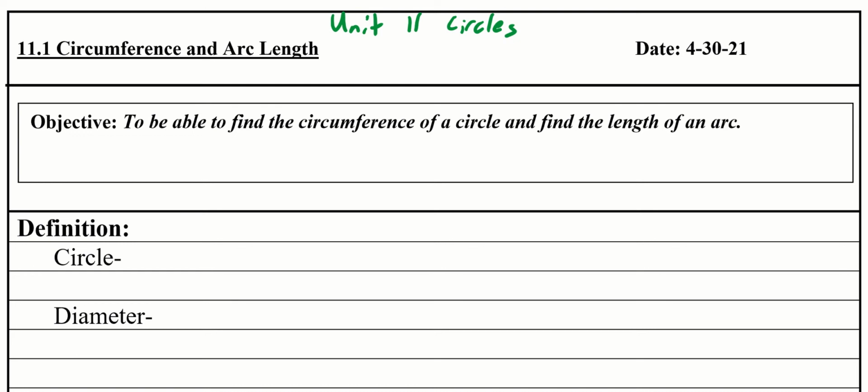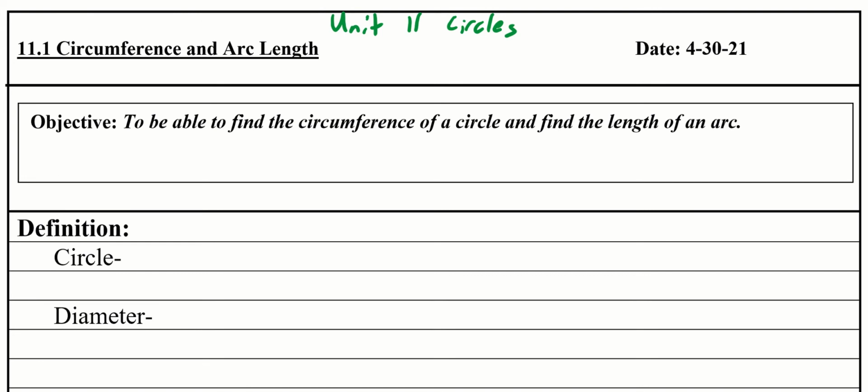Our objective for today is that we want to be able to look at a circle and find the circumference of it, which hopefully is review for some of you, or at least hopefully you've practiced a bit in the past. If not, then you'll just get some new information. And then some new things we're adding in here: we also want to be able to find the length of an arc, and we'll talk about what that looks like in the notes.